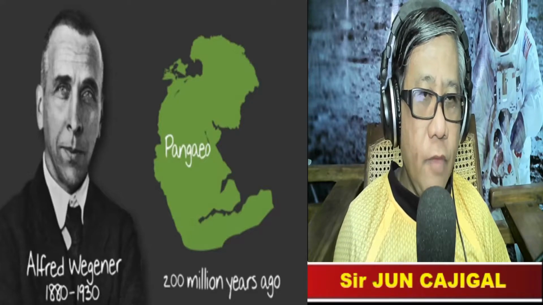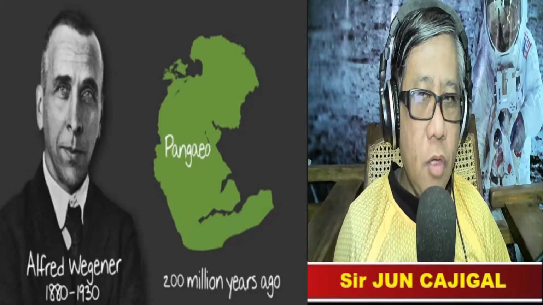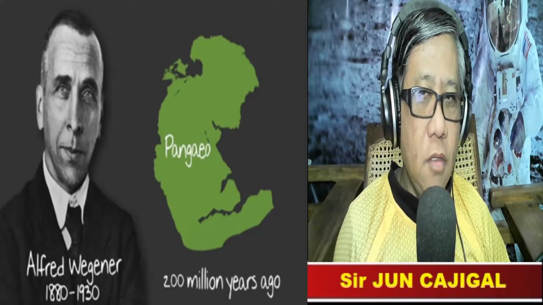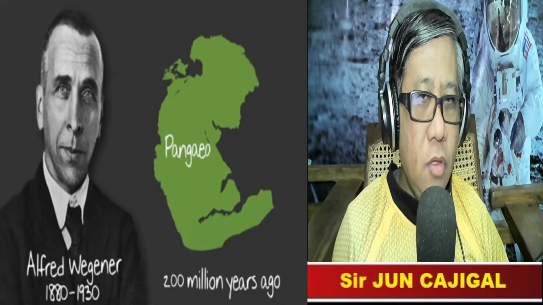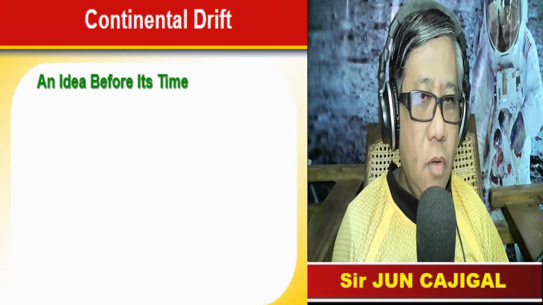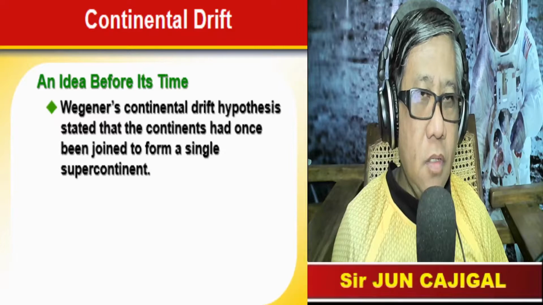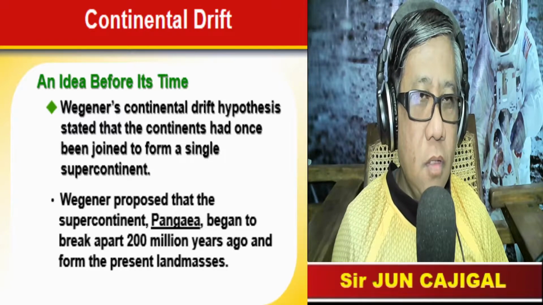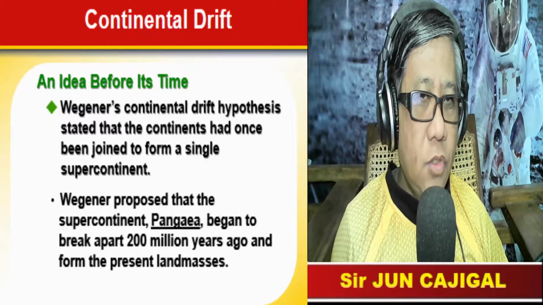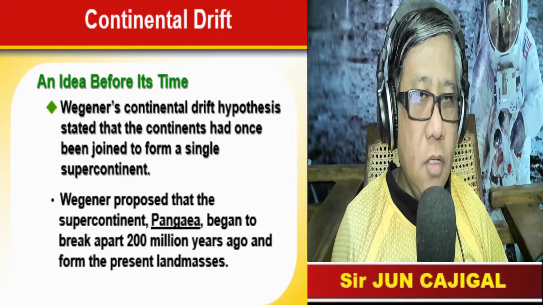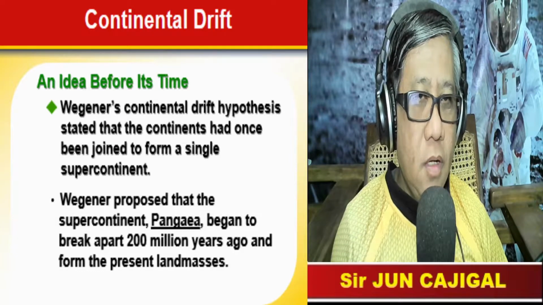Now, Wegener came up with a theory or a proposal called the continental drift hypothesis or the continental drift theory. According to the continental drift hypothesis, Wegener stated that the continents had once been joined together to form a single supercontinent. Wegener proposed that the supercontinent, which he called Pangaea, began to break apart about 200 million years ago and form the present land masses.